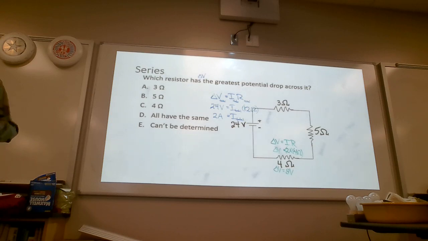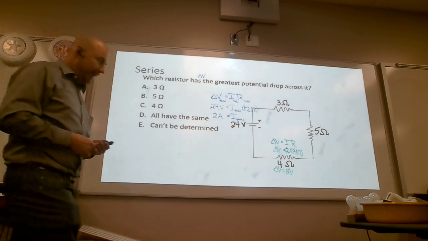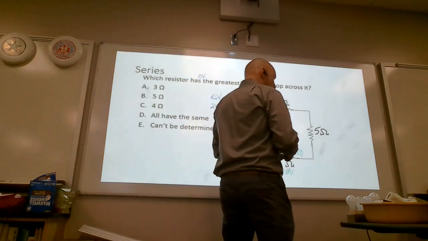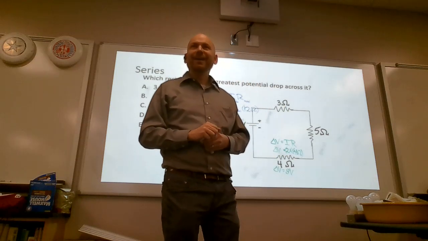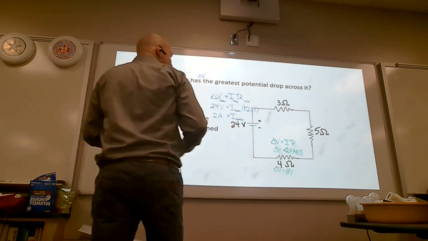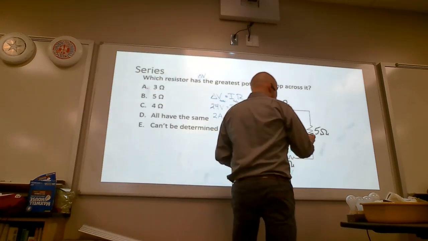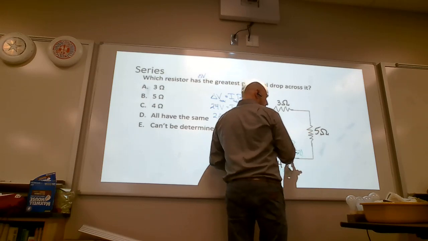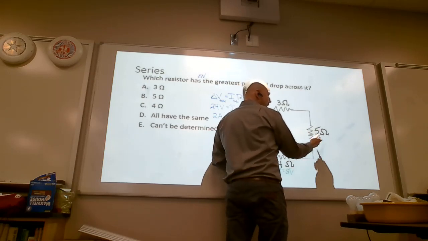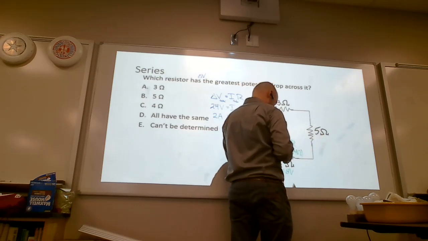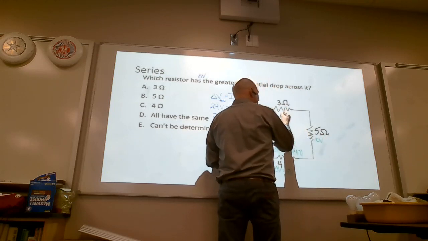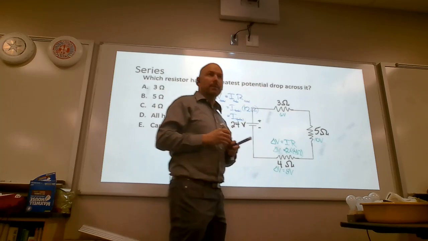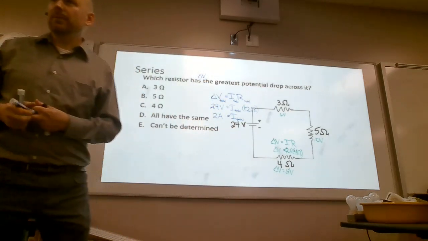Correct answer is B. Good job. Okay. So here, each resistor has 2 amps. So this has a 10 volt drop here and a 6 volt drop here. Good with that?